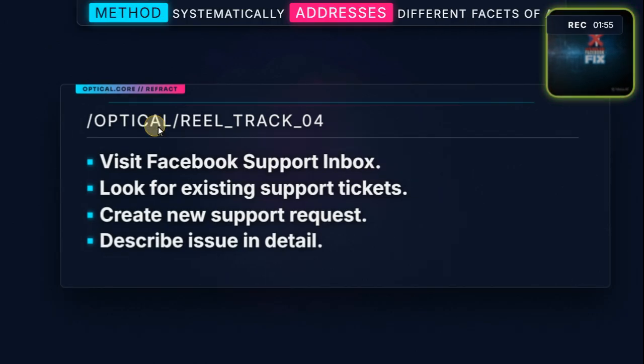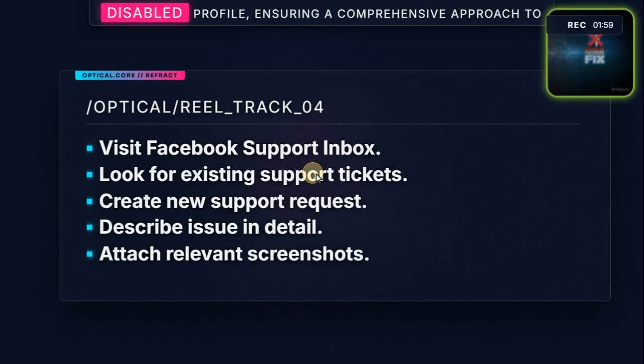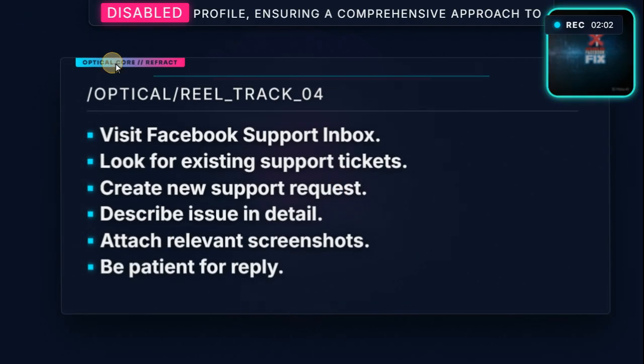Each method systematically addresses different facets of a disabled profile, ensuring a comprehensive approach to reactivation.